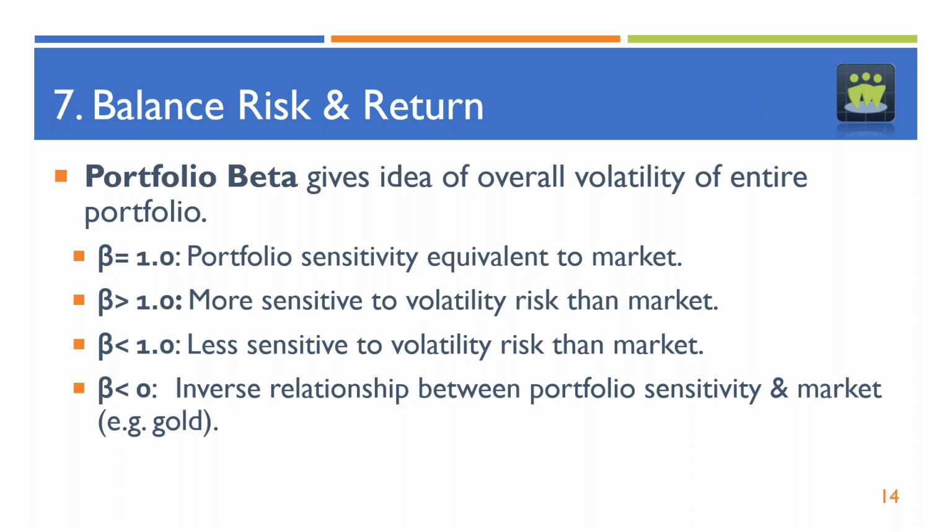If it's greater than 1, there's more sensitivity to volatility risk. If it's less than 1, there's less sensitivity to volatility risk. And there are negative betas for assets such as gold, for instance, that reflect an inverse relationship between the market and a particular security or commodity.